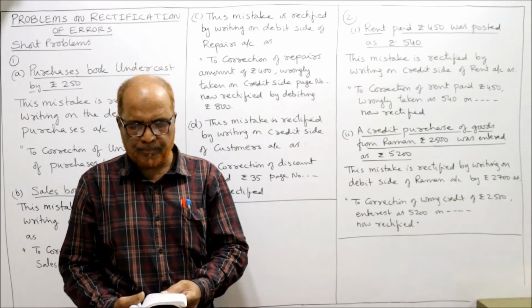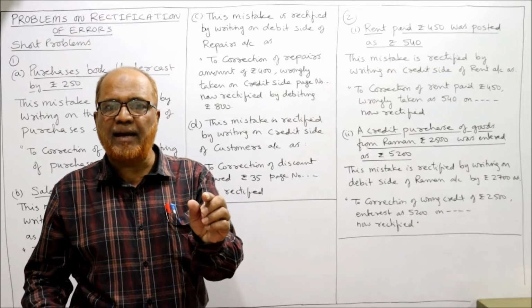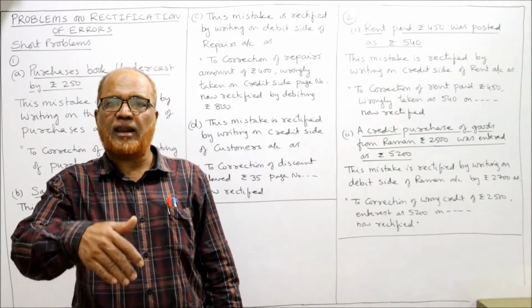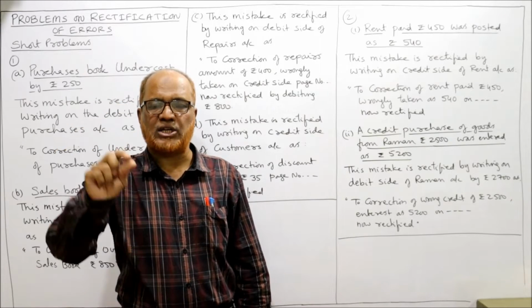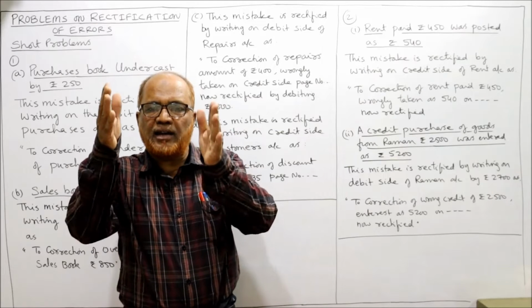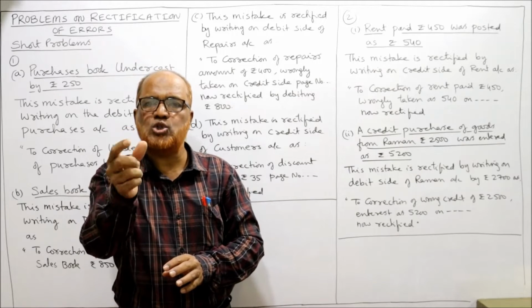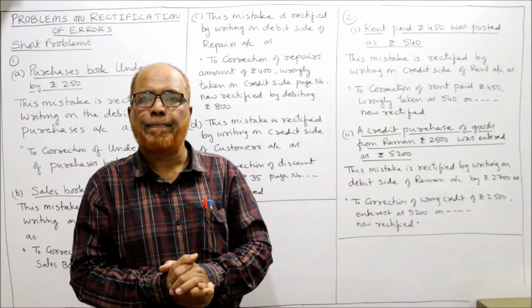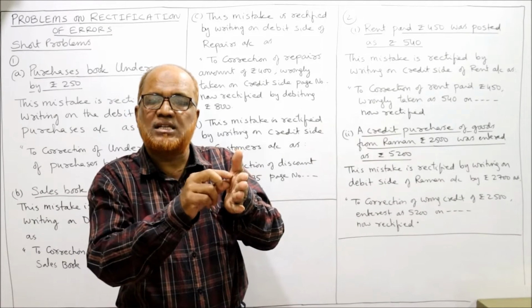Now the second problem, I am reading it out. See carefully. Rectify the following errors. Rent paid rupees 450 was posted as 540. The entry for rent paid is rent account debit to cash. Now the rent account should have been debited by 450 rupees. But by mistake, the accountant has posted 540. So instead of debiting the rent account by 450, by mistake he has debited 540.